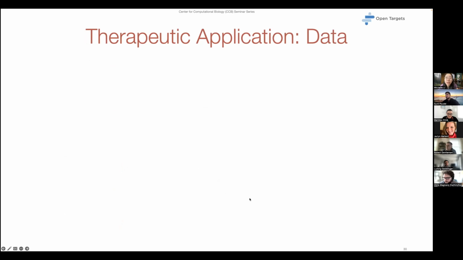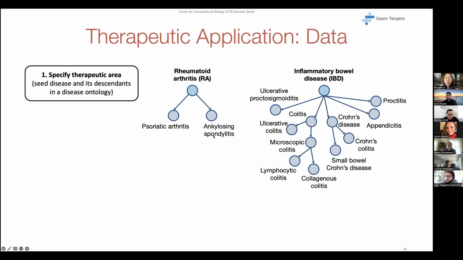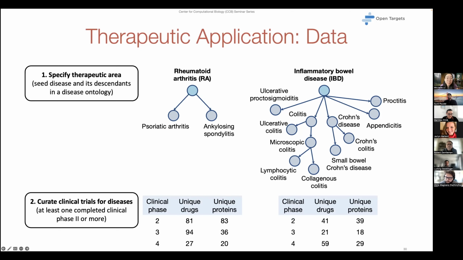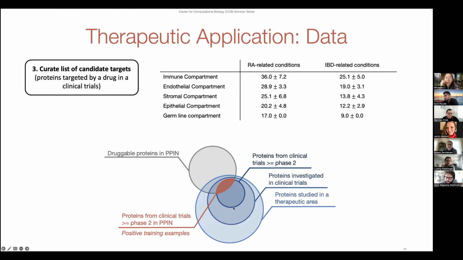So we're taking data from Open Targets, which contains information such as clinical trials, drug indications, drug targets, etc. So to define a therapeutic area, we start from a disease of interest and identify its descendants in disease ontology. And here we're interested in rheumatoid arthritis-related conditions and inflammatory bowel disease-related conditions. And we create a list of clinical trials for these diseases, specifically those with at least one completed clinical phase 2 or higher. And from this list, we collect a list of drugs and target proteins for these therapeutic areas. And in total, the list of candidate targets for our therapeutic area of interest are as follows.